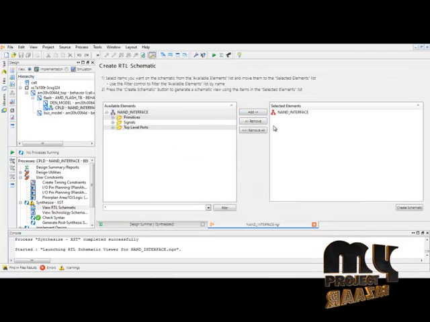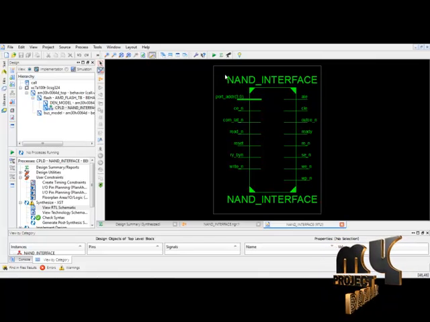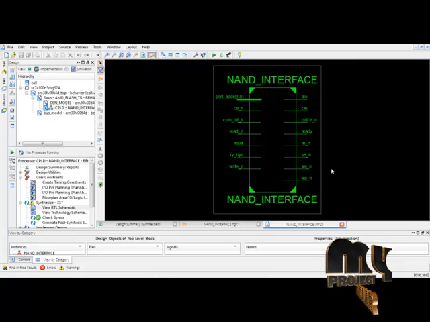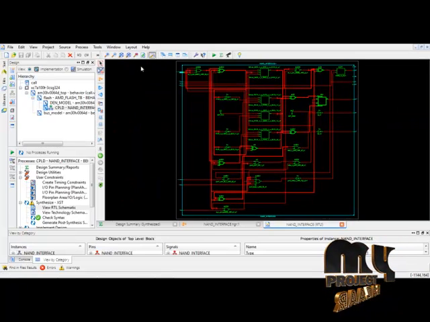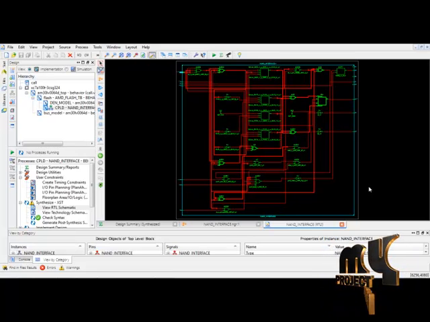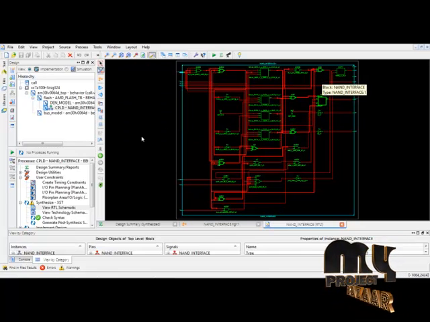Then now click add and click create schematic. This is our overall schematic diagram of our proposed work. We can view the internal structure of our proposed work by double clicking on it. This is our RTL schematic diagram, the internal structure of our proposed work. This displays the logical diagrams of our total architecture.